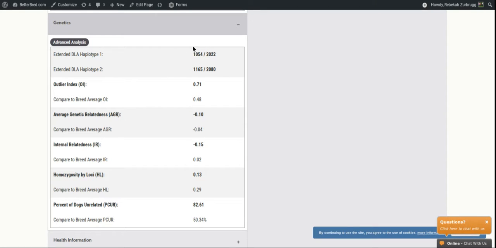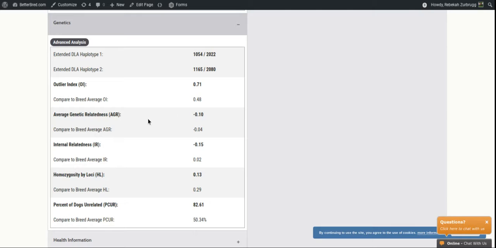So here's the DLA types. This one is one of the most common ones in the breed. And she had asked, why is his outlier index so high, or is it because the sire is inbred? And no, it's not because the sire is inbred. This tells you that this dog is atypical for the population that's currently tested at UC Davis. So of the 117 dogs tested, he's fairly atypical.